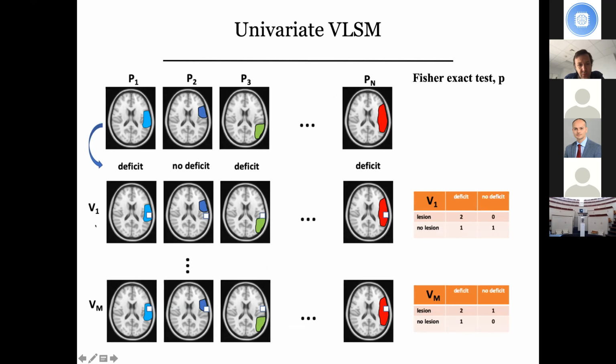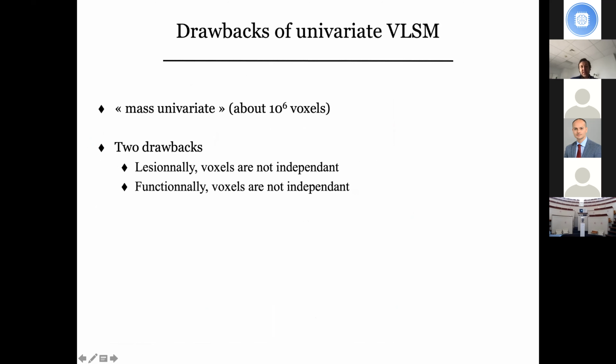And then you can review all the voxels one by one, and for each voxel, you do a small contingency table, and with a kind of Fisher exact test. Of course, because there are a lot of voxels, you have to correct this, but the principle is here. You decide if this voxel correlates with the presence of the deficit or not when the voxel is damaged. But of course, there are two drawbacks of this mass univariate voxel-based lesion symptom mapping.